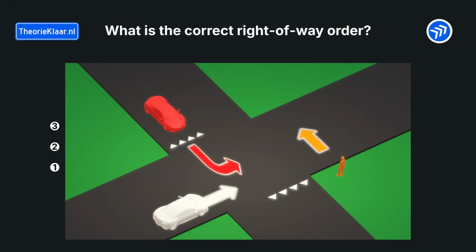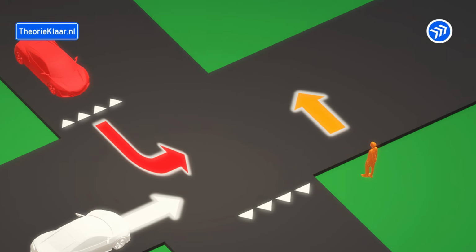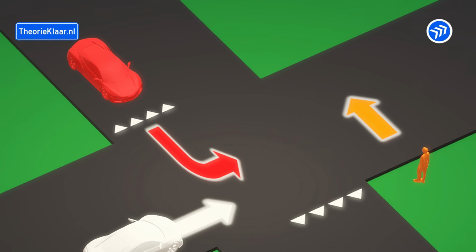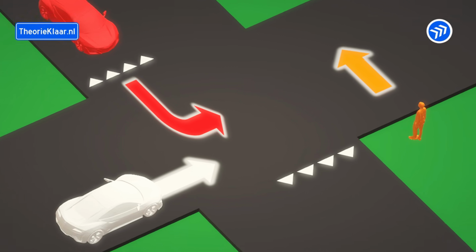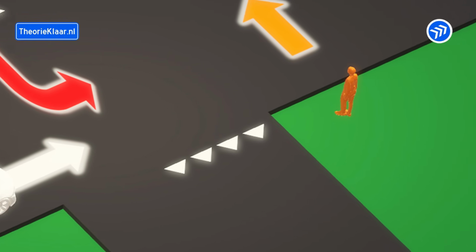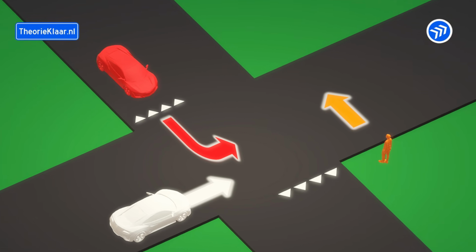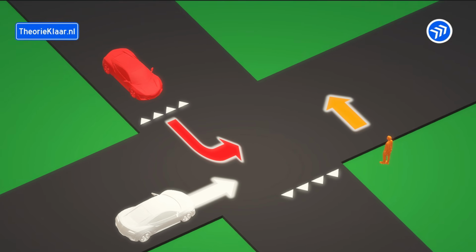And what is the correct right-of-way order? Here we see 3 road users. The orange pedestrian, the red car and the white car. The white car is driving on a priority intersection because we see the shark teeth. And the white car sees the side of the pedestrian. If you see the side of a pedestrian, so the pedestrian is crossing, then it means that you have priority, so the white car goes first.